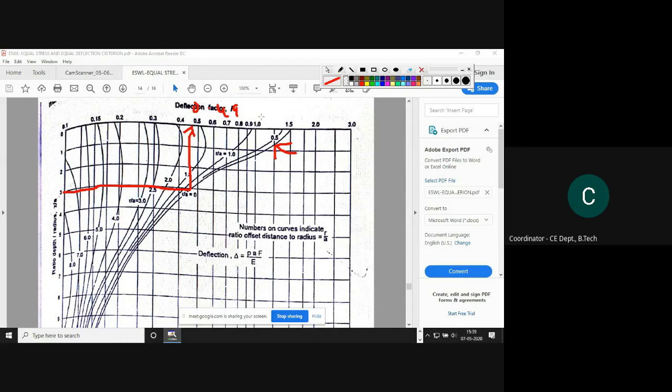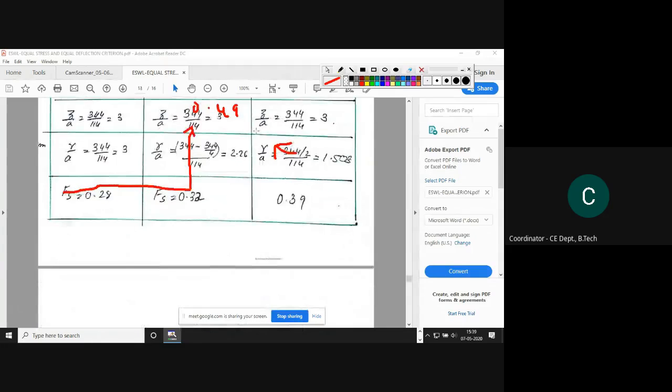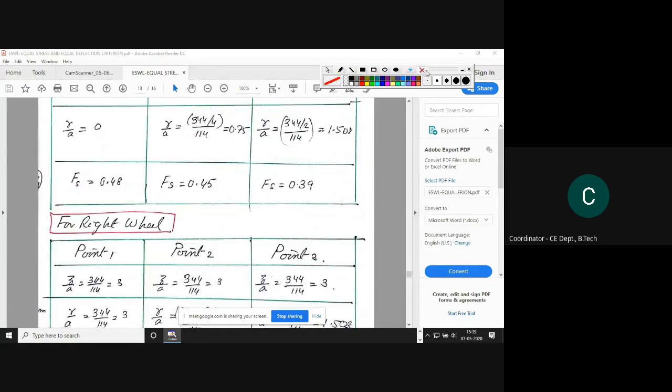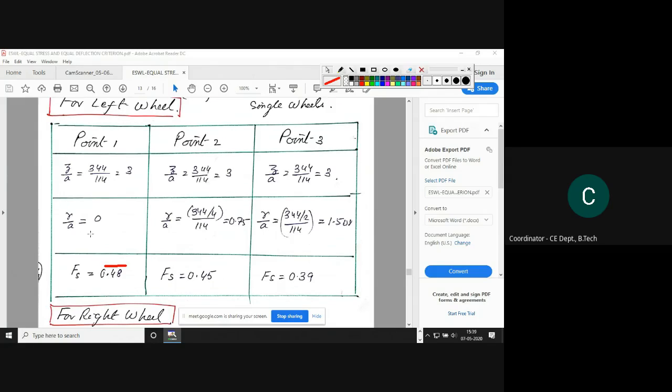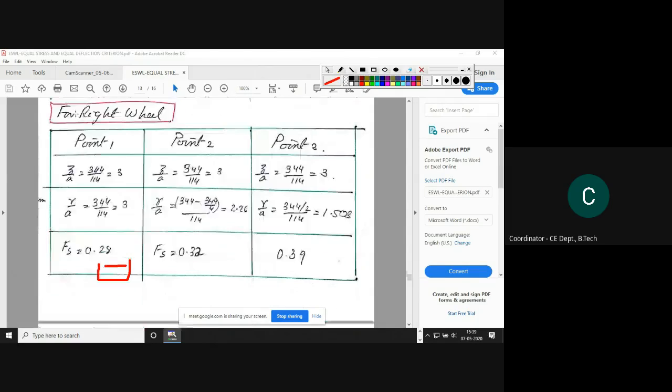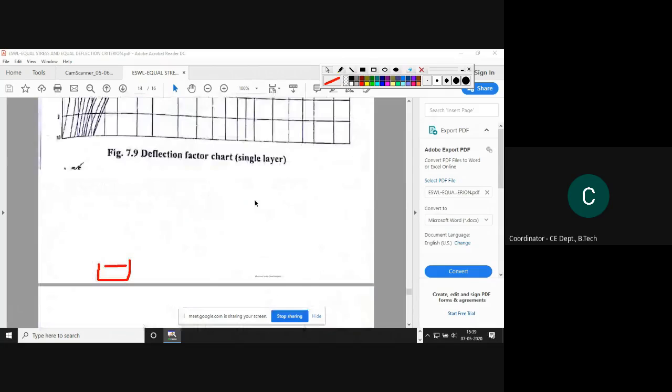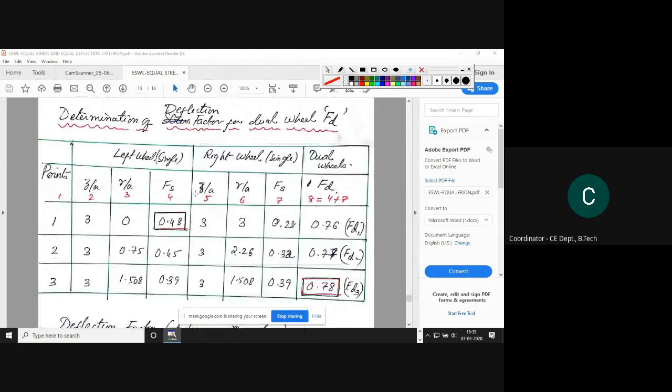Let us see what I have taken. Actually, I forgot. For the left wheel, I have taken 0.48. See here, 0.48. Z by A is 3, R by A is 0, so Fs came out to be 0.48. Here, why Fs? Because I am considering only the left wheel, single wheel. That's why it is Fs. Similarly, for the other points I will calculate for everyone. All these are for single wheel, and now we will use this big chart. We will convert it into tabular form.